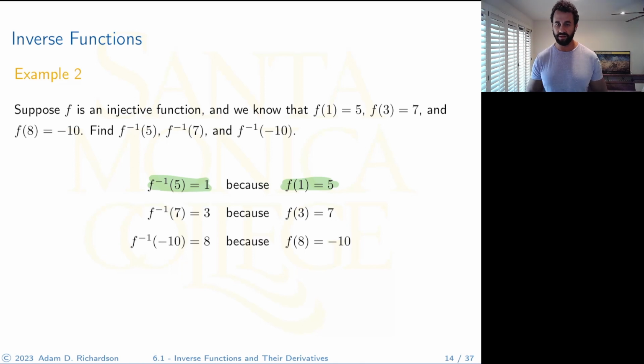And the same thing for all the others. f inverse of 7 is 3 because f of 3 is 7. So f inverse of 7 is the number that f sends to 7, which is 3. And then lastly, same thing. f inverse of negative 10 is 8 because f sends 8 to negative 10. So f inverse of negative 10 is 8. There you go. All right, so that's how inverses work.